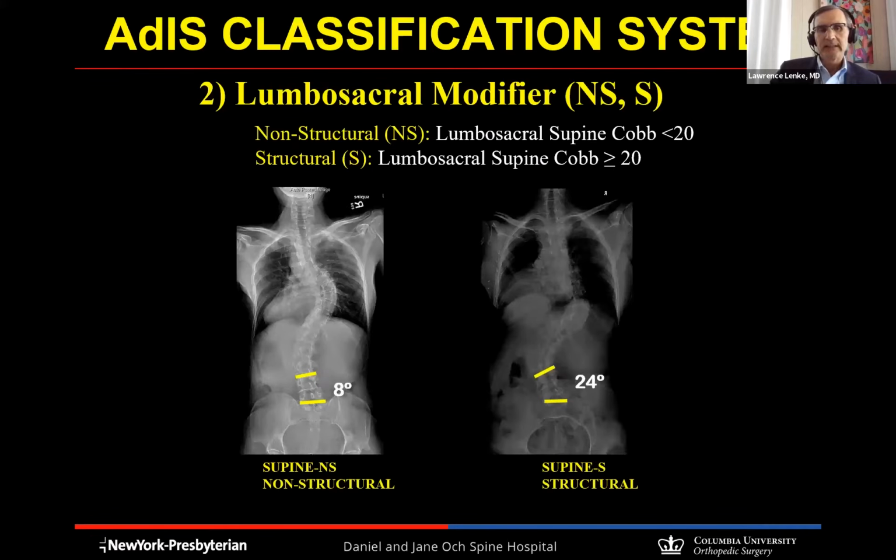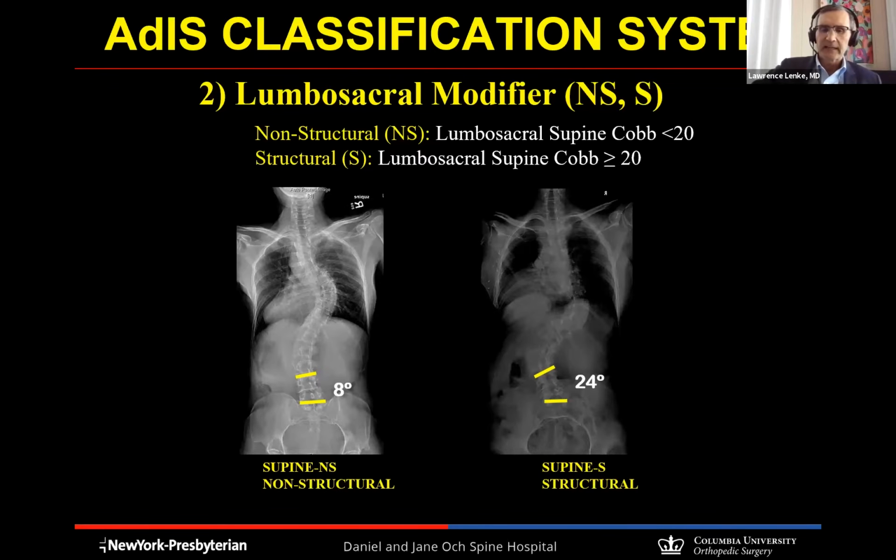The second component is this lumbosacral modifier. And again, this is going to be based on a single supine image. On the left is a supine image with a residual L4 to sacrum 8-degree curve. And on the right is a residual lumbosacral curve from L4 to sacrum of 24 degrees. If the lumbosacral fractional curve is less than 20 degrees on supine image, it's non-structural. Greater than or equal to 20 degrees is structural.